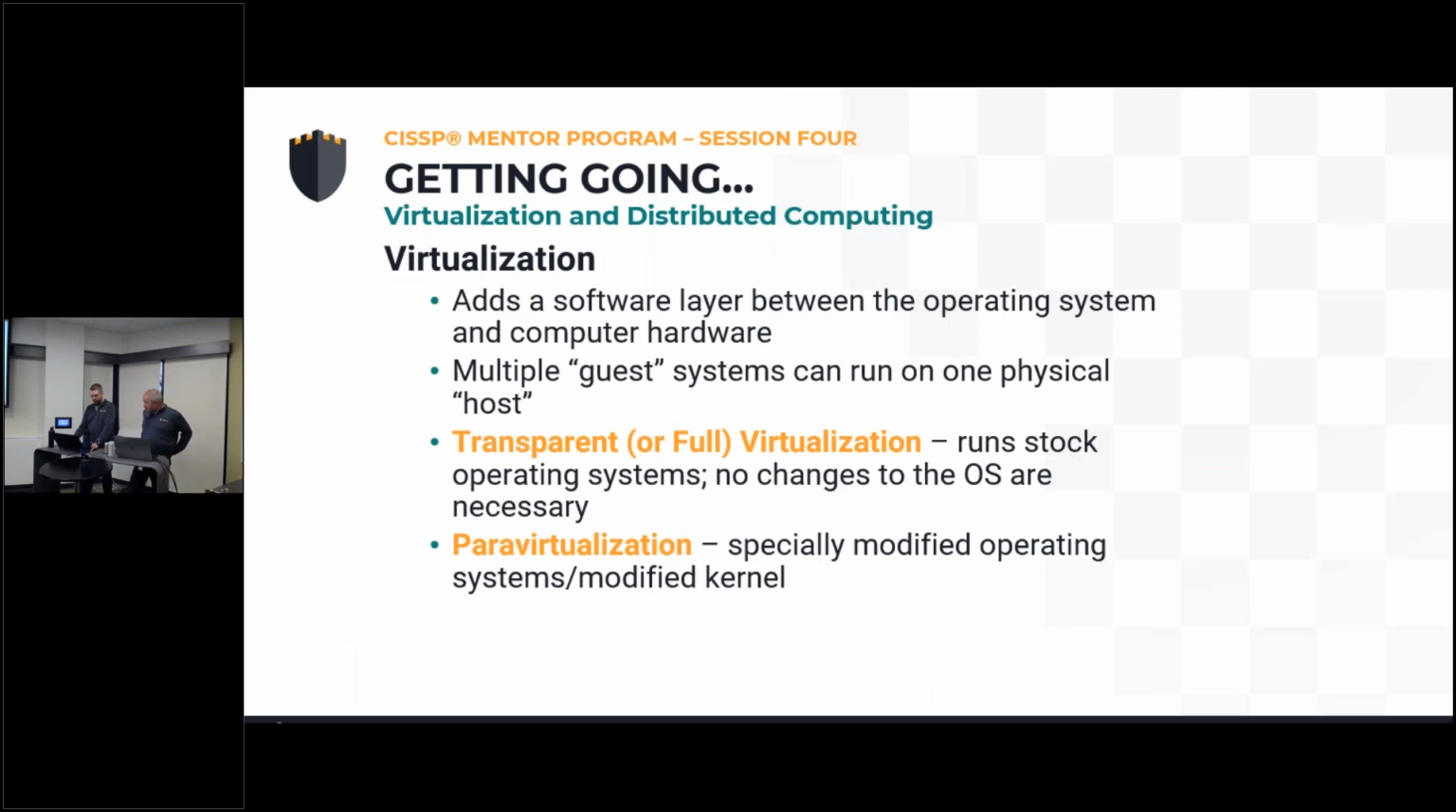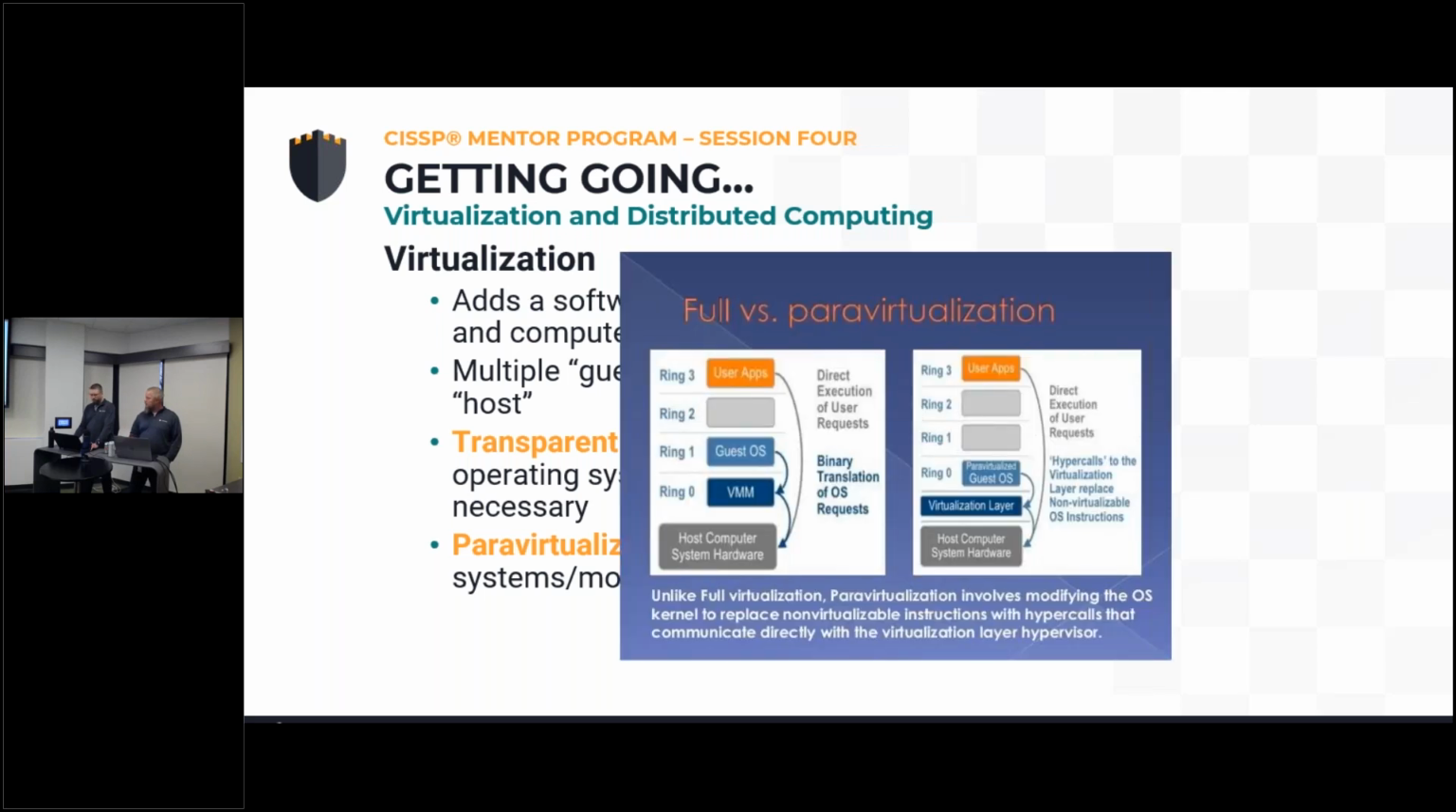Virtualization, so transparent full virtualization and para-virtualization. Those are the two types of virtualization you'll need to know. Para-virtualization means that the operating system has been modified in some way to run virtualization, to run multiple. And then the transparent is just a stock operating system. Makes changes as necessary. Those are the two types of virtualization. You guys know what virtualization is, hypervisor, right? Okay. Do you have any questions online?